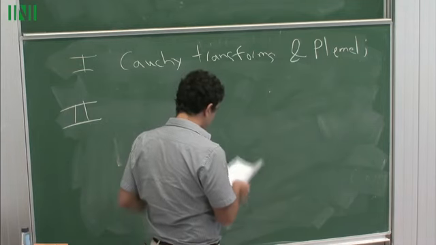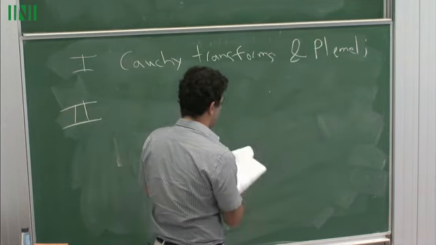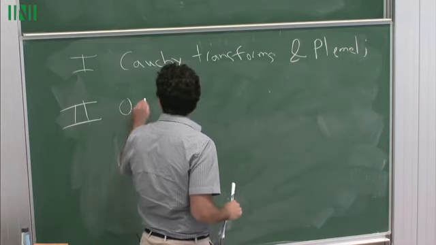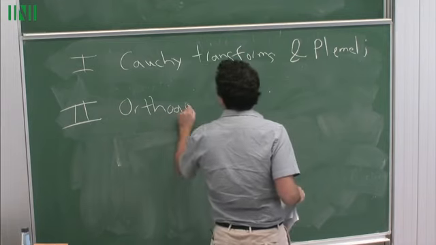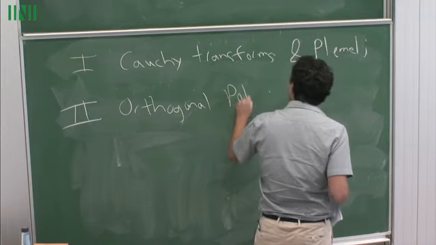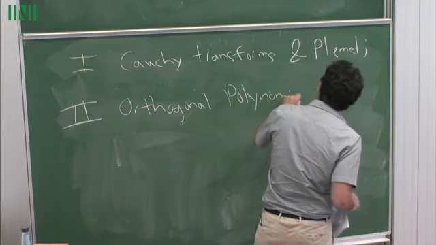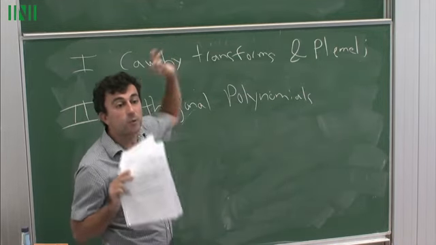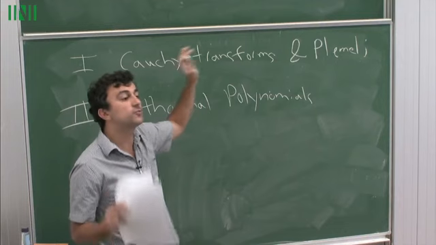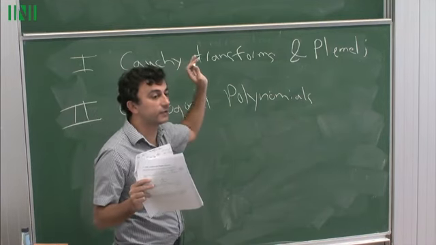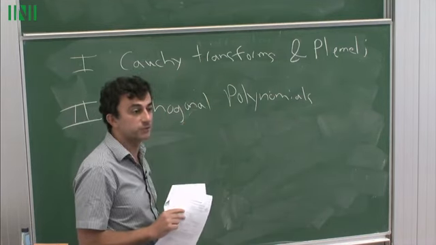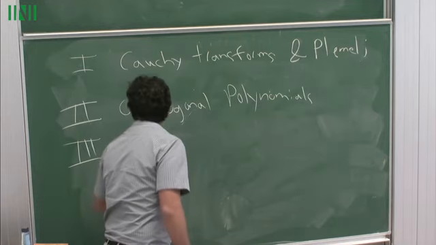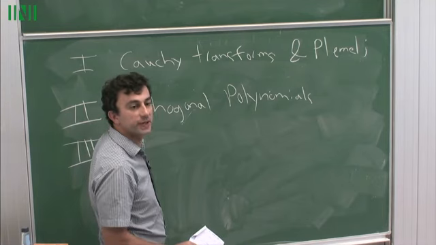The second part is going to be on Cauchy transforms and orthogonal polynomials. So in the end we're going to have a function defined on gamma. We're going to approximate it using orthogonal polynomials. We'll see how doing that leads to very accurate evaluations of Cauchy transforms. Probably I'll do 1 and 2 today.